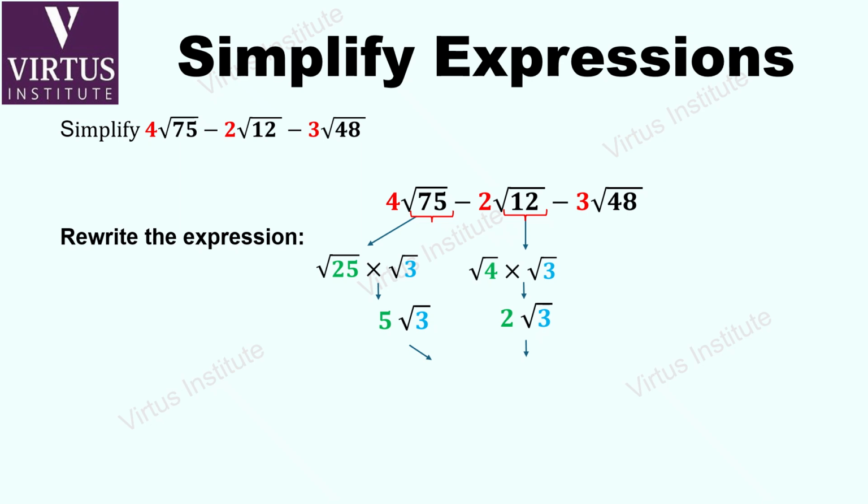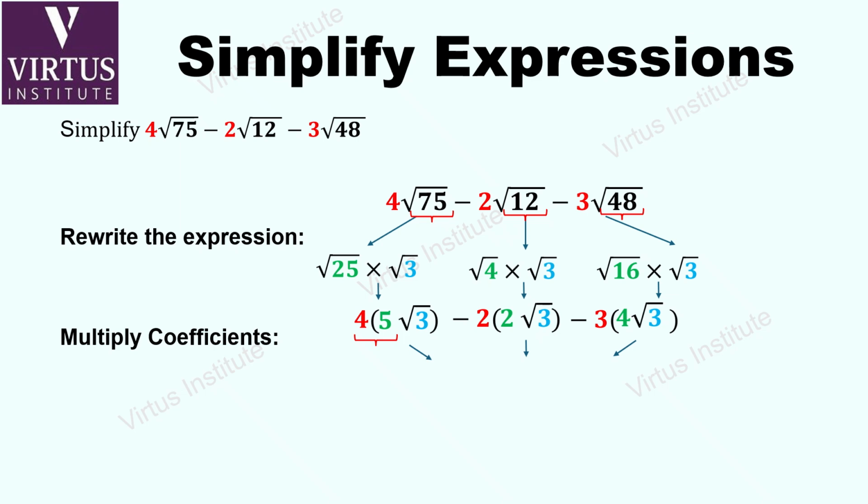Then consider the square root of 48. Since root 48 is root 16 times root 3 and 16 is a square number, the square root of 48 simplifies to 4 root 3. Now substitute these simplified surds back into the original expression.